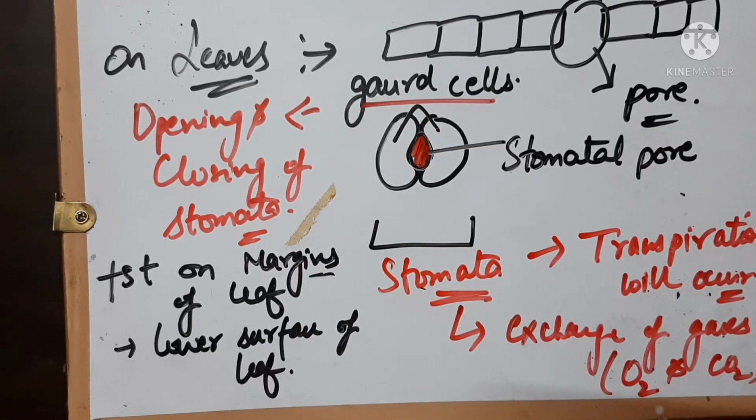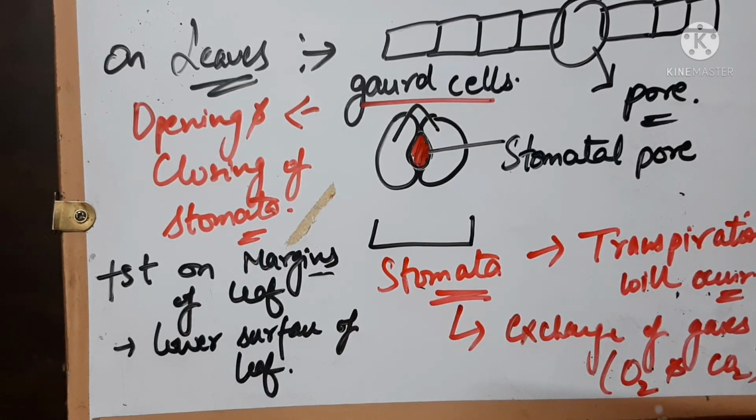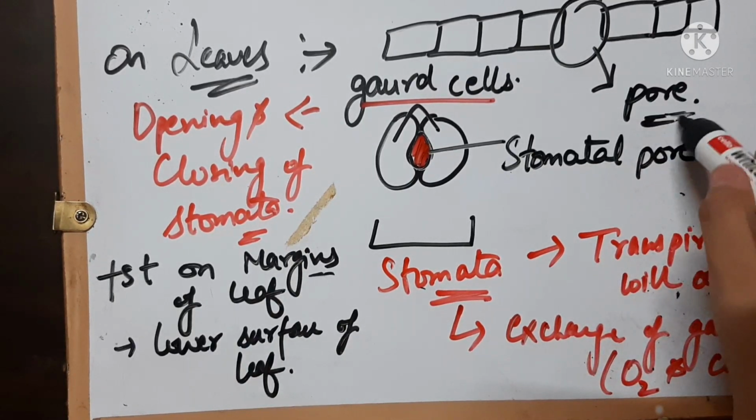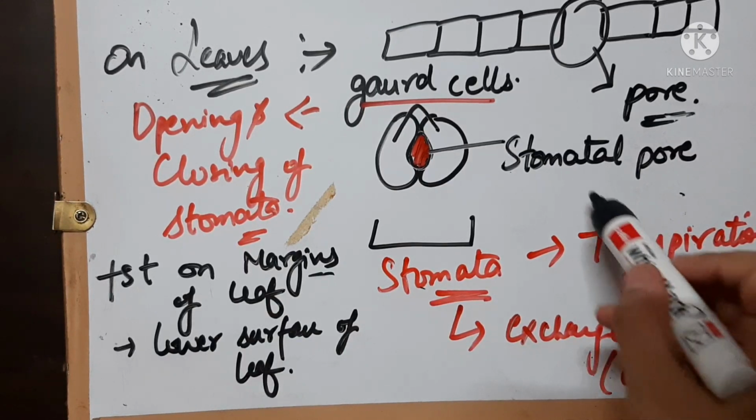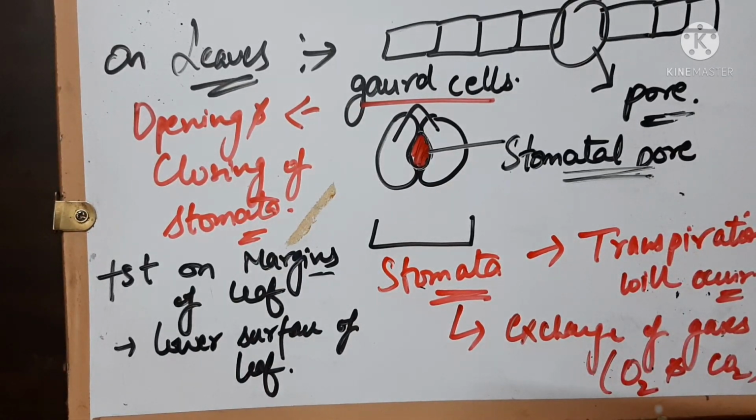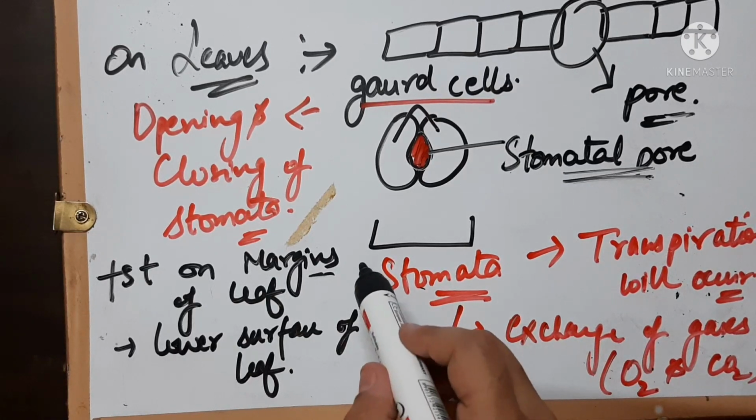We have seen that epidermis is present throughout the plant body, and here we are talking only about the leaves. Firstly, on leaves the epidermis is not in continuity. There are some gaps, or you can say the pores present between the cells. These pores are the stomatal pores, or you can also call it stomata.